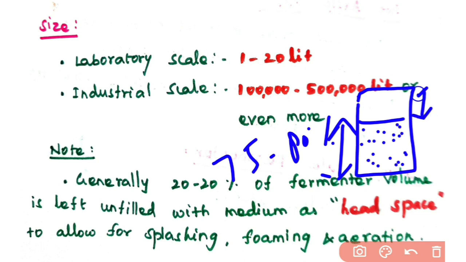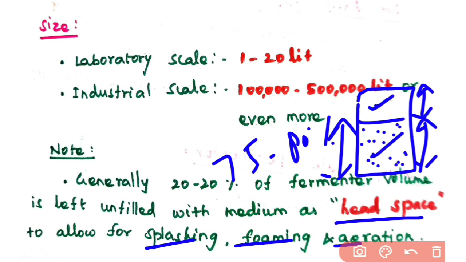Okay, remaining 20 to 25 percentage is known as headspace volume. Okay, so this is your headspace volume. This headspace volume is for splashing, foaming and aeration. So this is your working volume and this is your headspace volume.